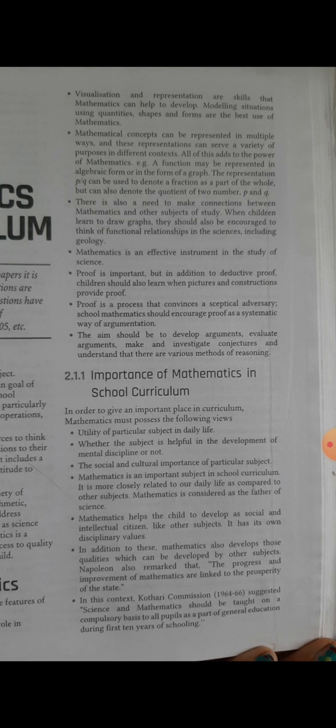In this context, the Kothari Commission 1964-66 suggested science and mathematics should be taught on a compulsory basis to all pupils as a part of general education during the first 10 years of schooling. Generally, children are sent to school for achieving different goals, and it is assumed that they will be able to achieve the following objectives: acquisition of knowledge and skill, acquisition of intellectual habits and various powers such as discipline, etc., acquisition of desirable attitudes and ideals.